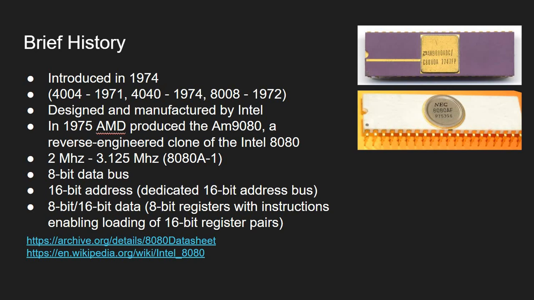And we have instructions that may work with 8-bit registers. The registers themselves are 8-bit. But it was possible, for example, to load a 16-bit register pair. So we have here a notion of register pairs, which is something that we have also in later architectures, such as the 8086. I've included here some links, especially to the 8080 data sheet, but also the Wikipedia article. As usual, you'll find these links below the video in the description.